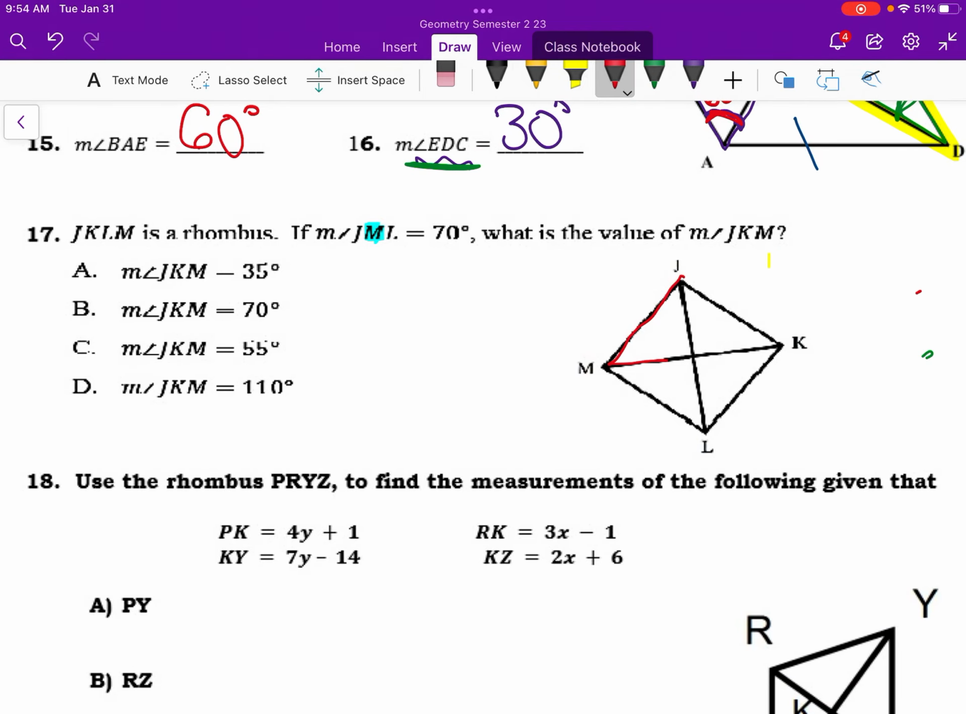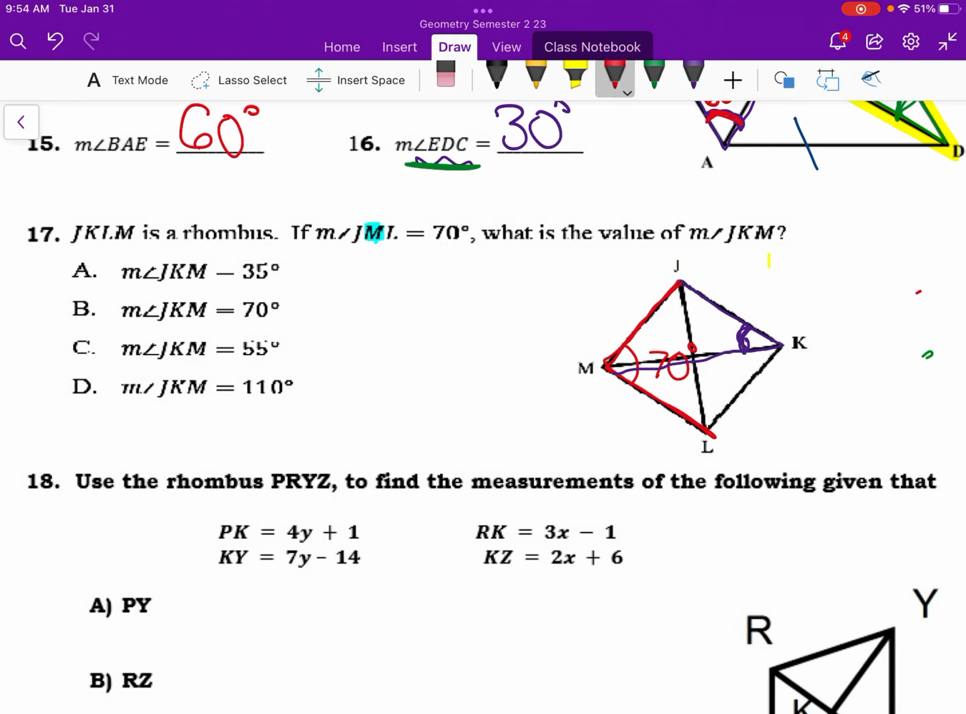JML, ooh, that's this big angle right here, JML. This whole thing together is 70 degrees, okay? What is JKM? Ooh, so across the way, I'm looking for just that part. I didn't say JKL, I said JKM.